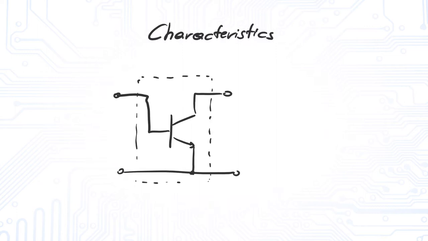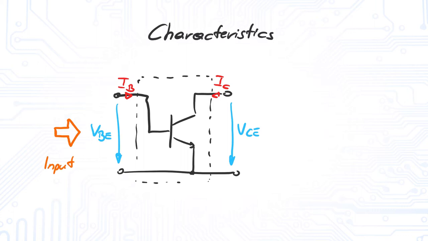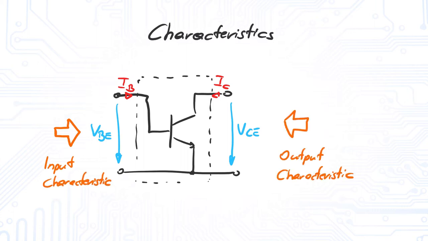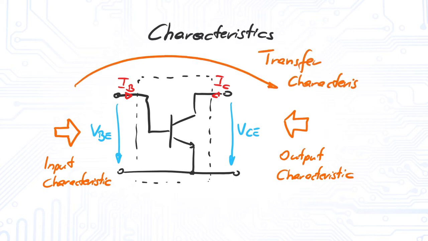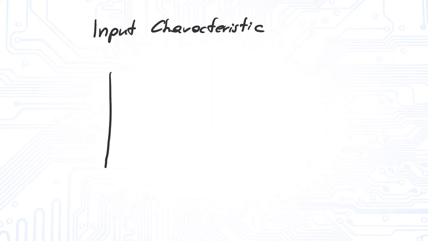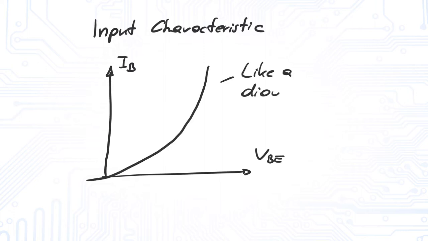They describe the behavior of the transistor from different perspectives. There are the input characteristic, the output characteristic, and the transfer characteristic. The input characteristic relates the base emitter voltage VBE and the base current IB. It shows a diode-like behavior, as is expected.